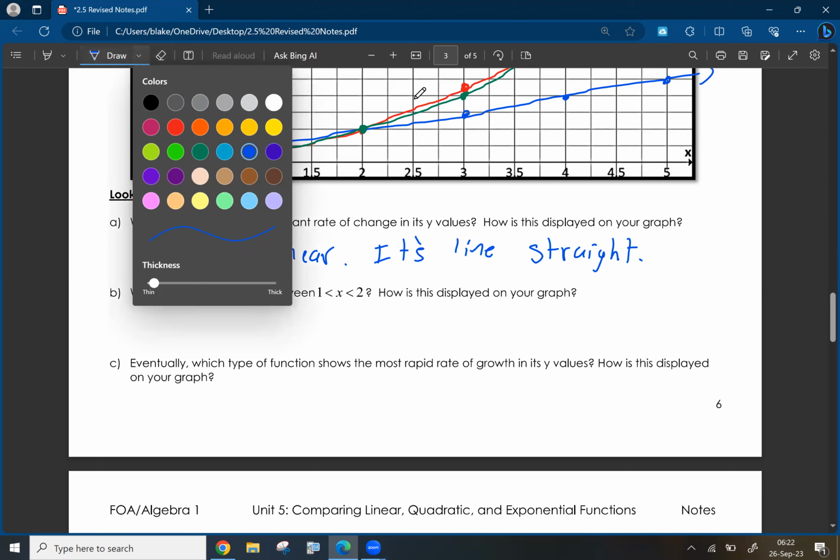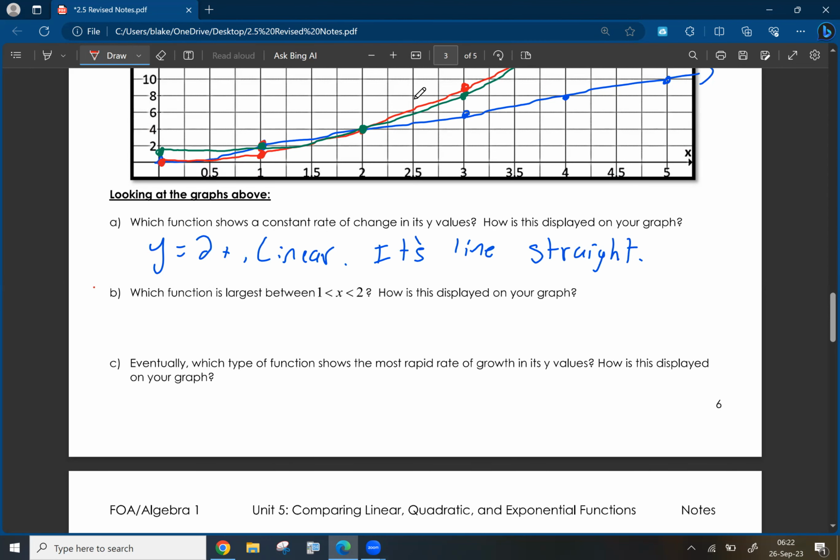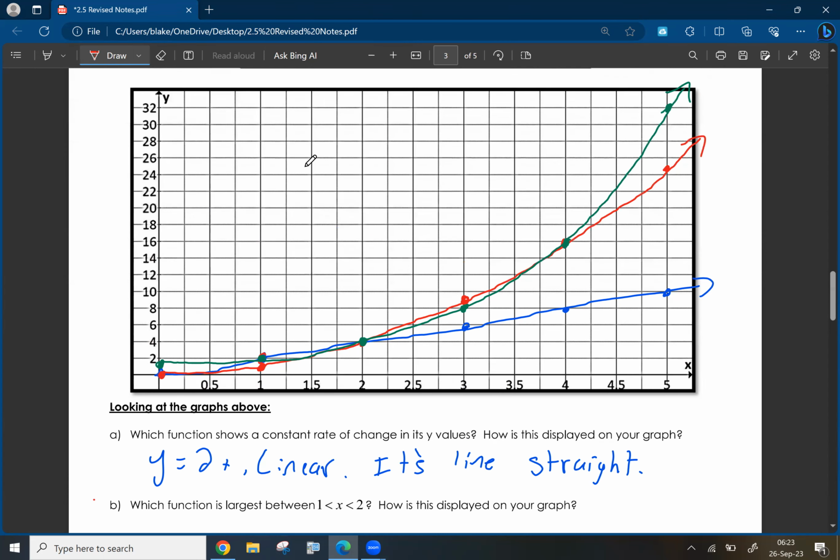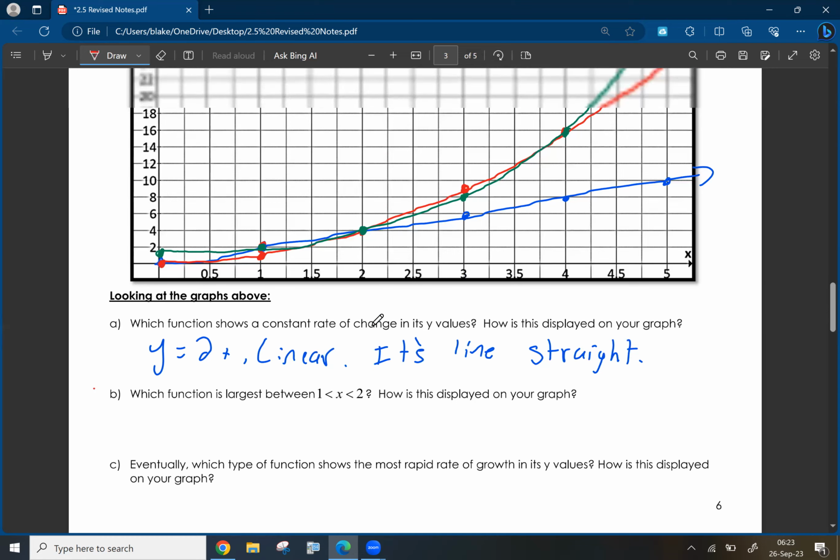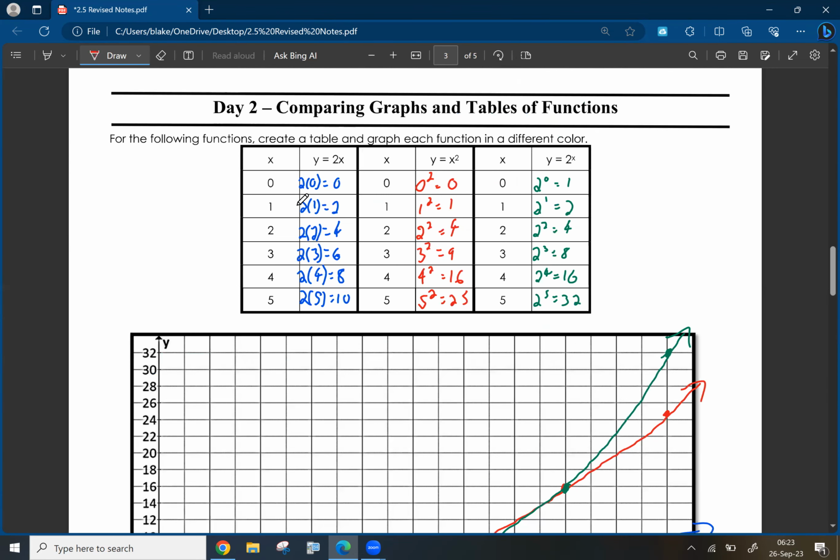Question number 2 asks which function is largest between 1 and 2? How is it displayed on your graph? So my graph's not going to do a very good picture of this, but I think it's better illustrated really in the table. It's talking about the largest slope between points 1 and 2. So if we look at points 1 and 2 here, the blue function goes from 2 to 4, so an increase of 2. The middle function, the red one, goes from 1 to 4, which is increasing 3. And then the last function here in green goes from 2 to 4 as well.